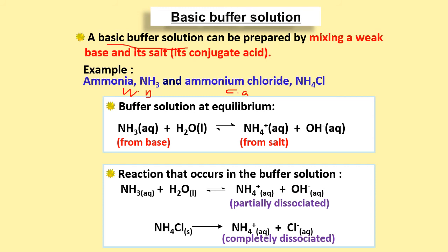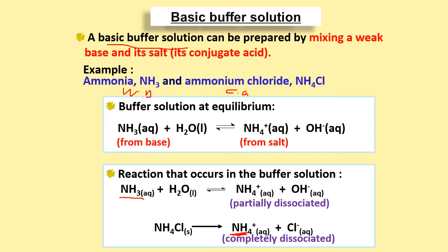So for this reaction, it can be represented with two equations. The first one is the weak base undergoing partial dissociation to form ammonium cation and hydroxide anion. And then another equation is the salt ammonium chloride completely dissociating to form the conjugate acid and the chloride ion. So the concentration of the ammonium is contributed from the ammonium chloride, from the salt.